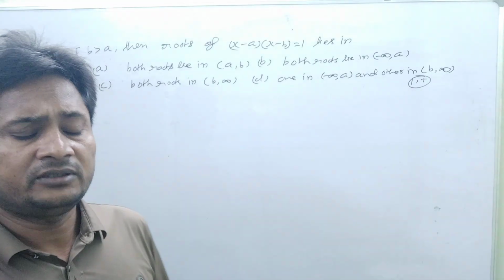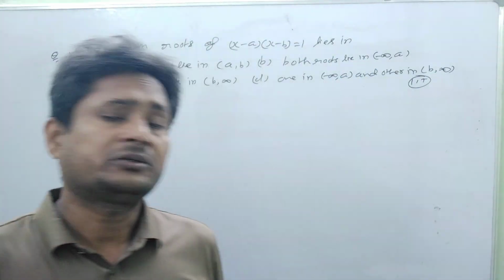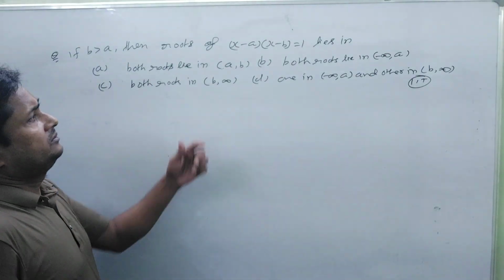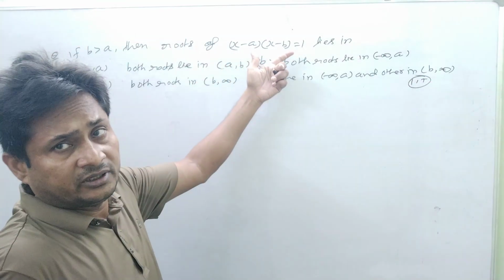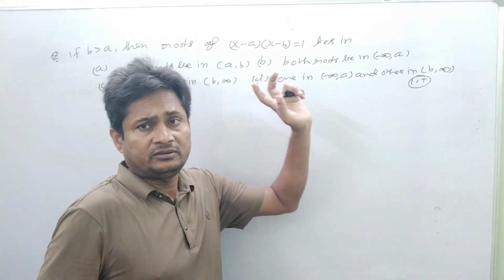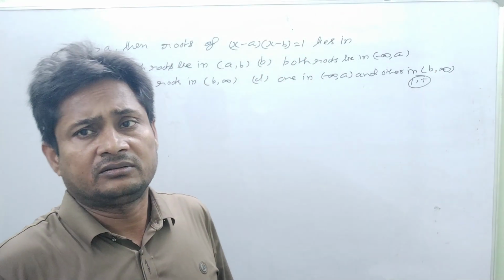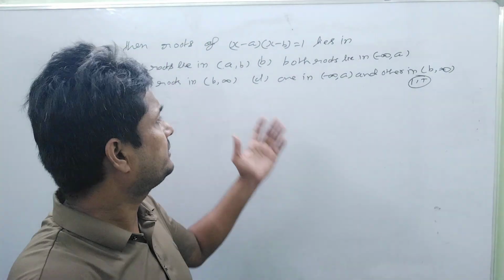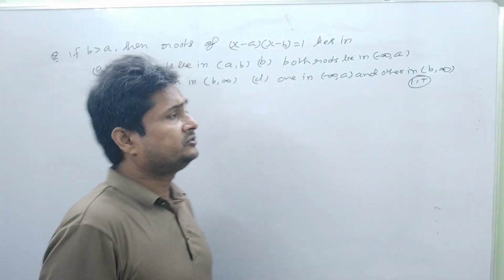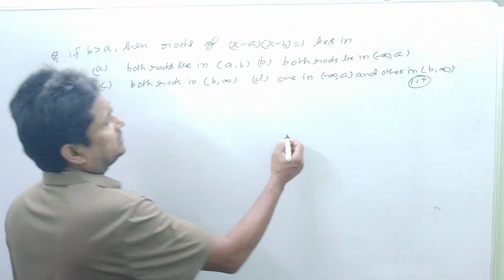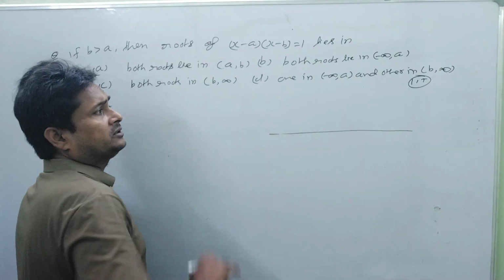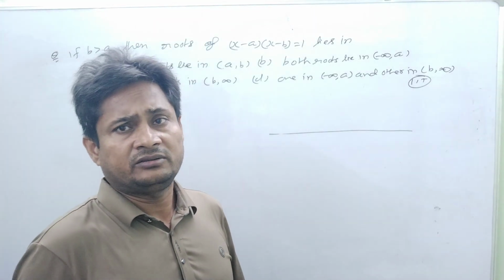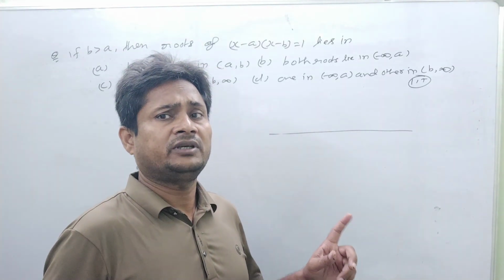This has been asked in IIT JEE. So how will you solve this question? This is the quadratic equation given, (x minus a)(x minus b) is equal to 1. Now you have to find in which interval the roots of the equation lie. The four options are given. So what is the question asking? It asks in which interval the roots lie with respect to a and b.